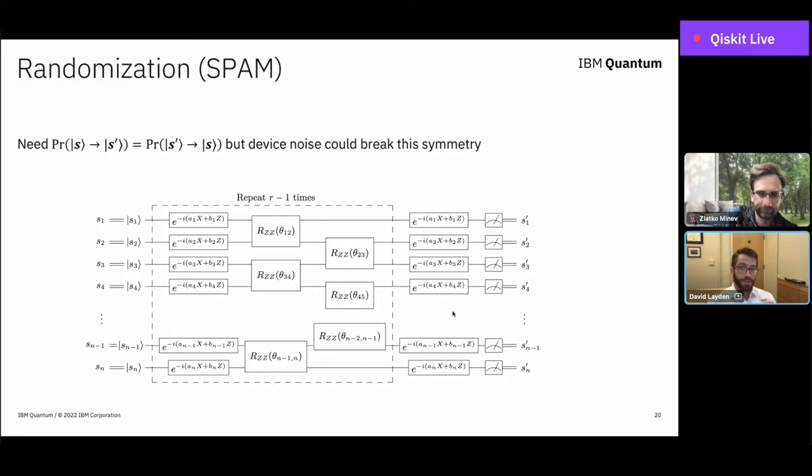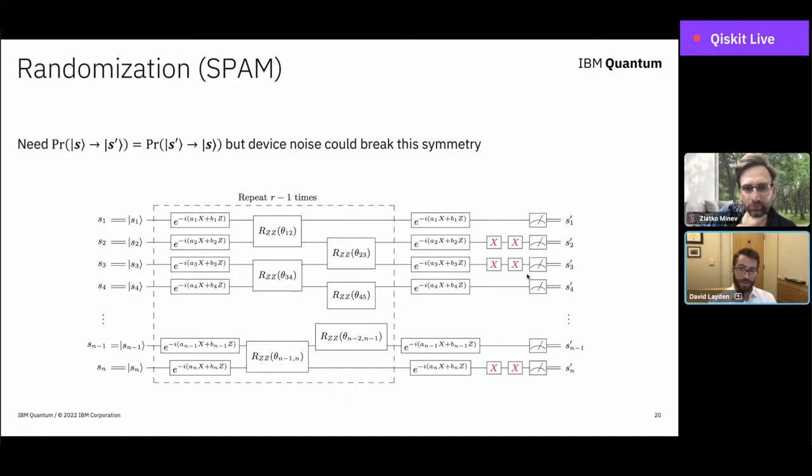So starting with the readout, what could happen, for instance, is that a readout error in which a 1 becomes a 0 can be more likely than the opposite process. And so what this does is it biases you towards certain bit strings, and in effect, it breaks this required symmetry. So the way we handled this was, before actually implementing a circuit, we picked some uniformly random subset of qubits, and we, at least in principle, added a pair of X gates before the readout.